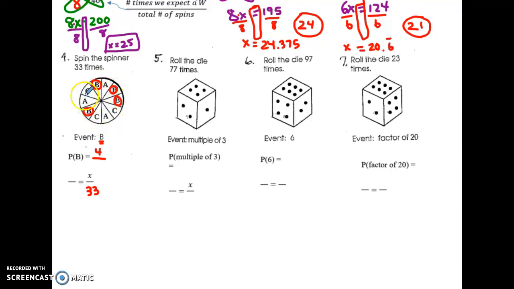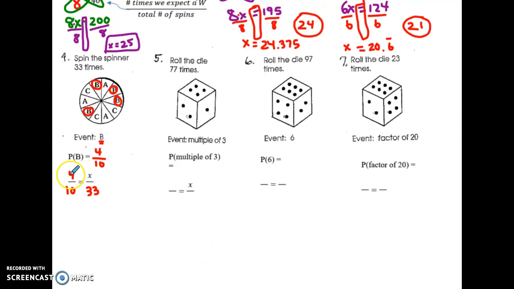5, 6, 7, 8, 9. We have 10 spaces on our spinner this time. So that means your probability fraction is going to be that you land on the B 4 out of 10 times. But because I want to spin it 33 times, I need to base my prediction here, my variable X.